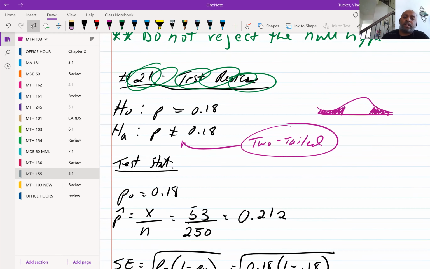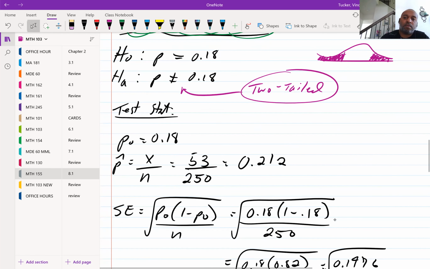So same process. This is always our P naught, our population proportion. So that's 0.18. P hat is always going to be X over N. So in this problem, once again, X and N was given to us. So it's 53 over 250, and that'll be 0.212. Then we will find our standard error, which is the square root of 0.18 times 1 minus 0.18 divided by 250.